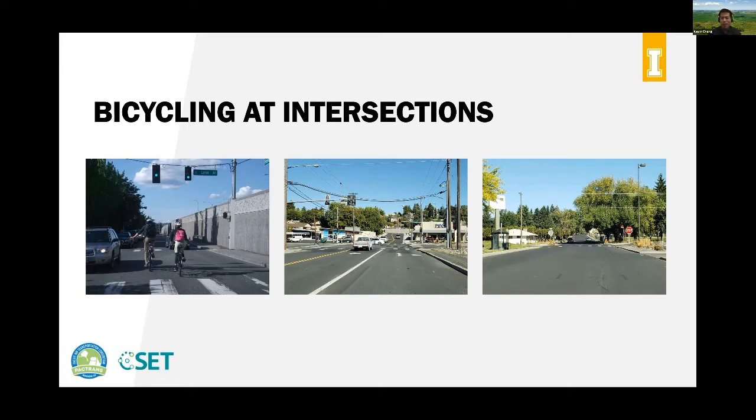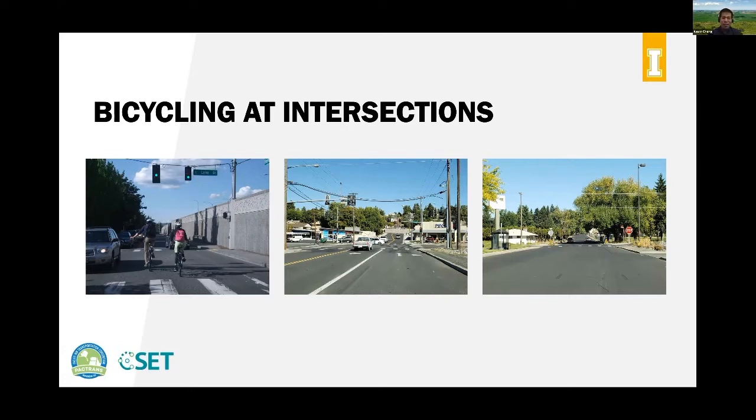What if one of Moscow's finest happens to be around the corner? Are you going to feel comfortable proceeding through that intersection, again, without stopping if you're on a bicycle? So what we're going to introduce as part of today's presentation is that the treatment at a signalized intersection, or at a stop-controlled intersection, is in fact different depending on whether you live in the state of Idaho, Washington, or Oregon.